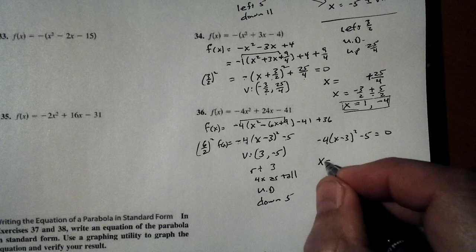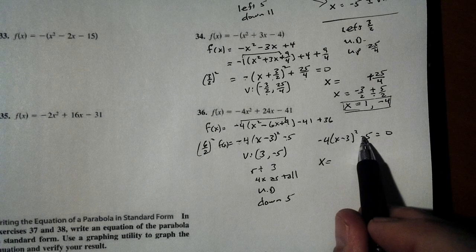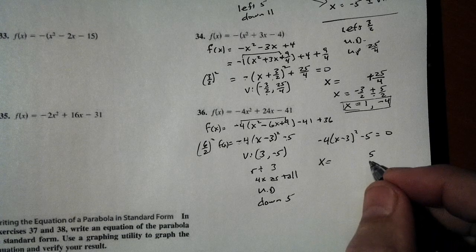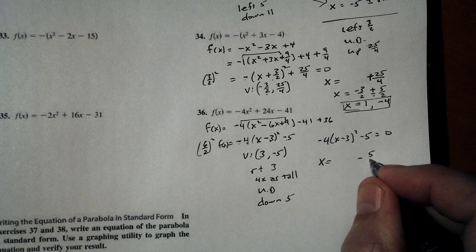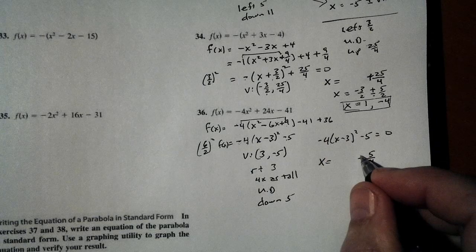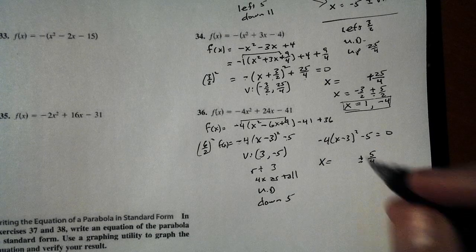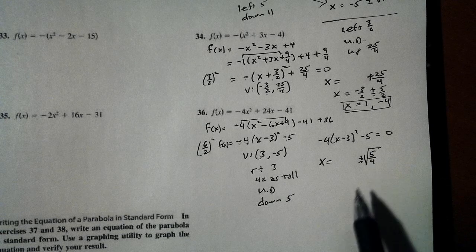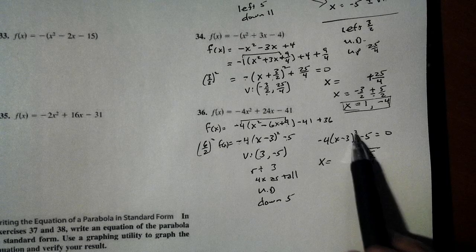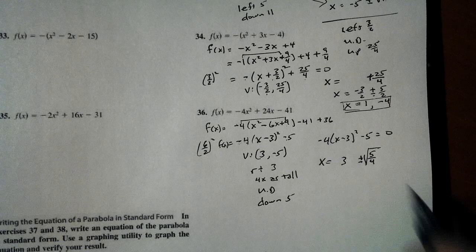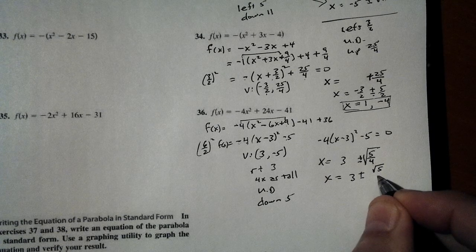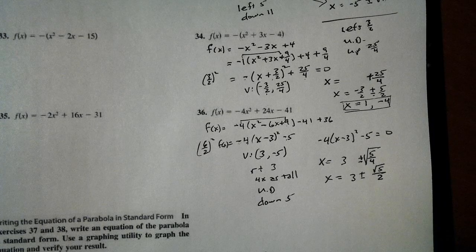So now if I take negative 4 times x minus 3 squared minus 5, set it equal to 0, I end up with x equals. Let's see, I need to add 5. I need to divide by negative 4. I take the plus or minus square root of, so I've gotten rid of the 5, added 5, gotten rid of the 4, divided by negative 4, taken the plus or minus square root of, now I just need to add 3. So I get x equals 3 plus or minus the square root of 5 over the square root of 4, 2.